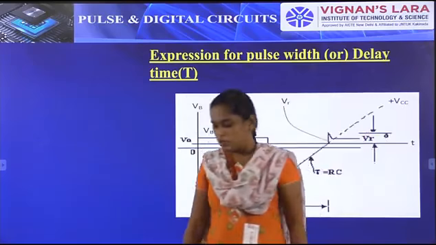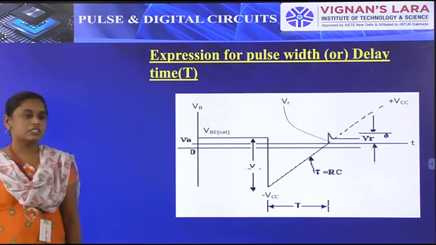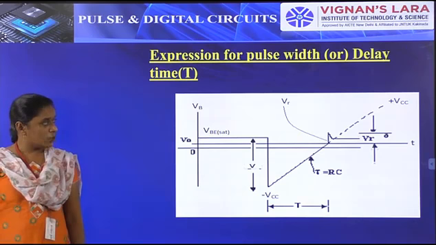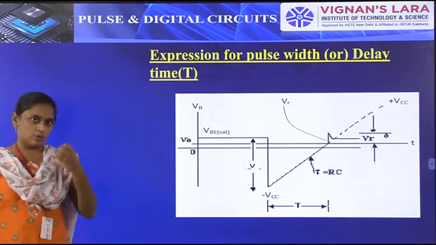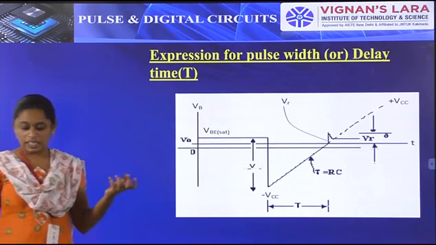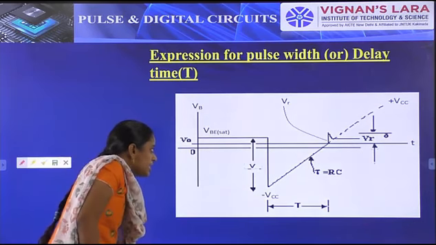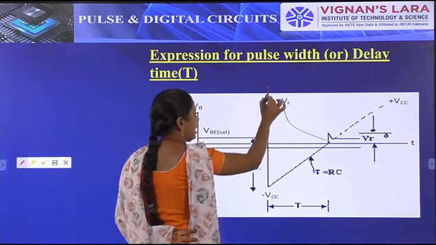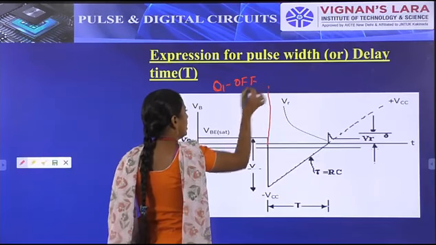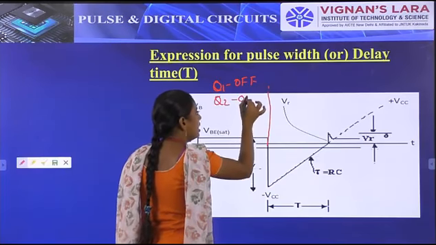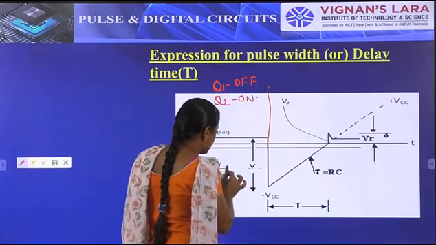Simply, that is the base of transistor Q2. At this time we have to find the pulse width, or the time period of the multivibrator. Here VB is at a level where transistor Q1 is off and Q2 is on. In this time, it is in the stable state.